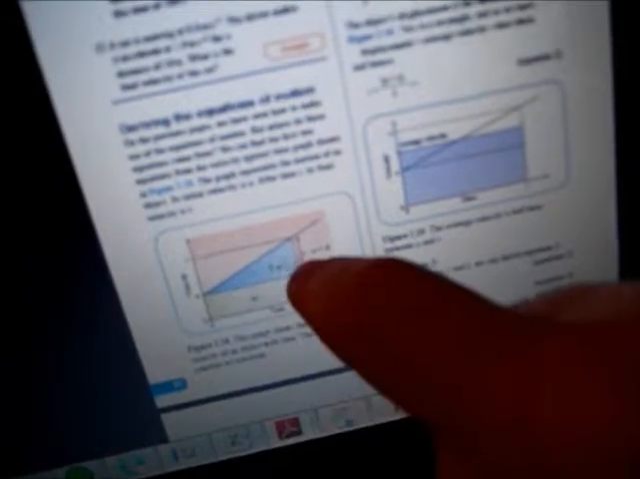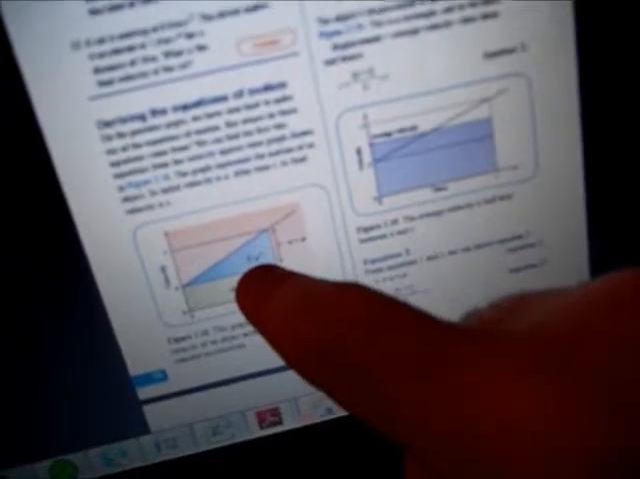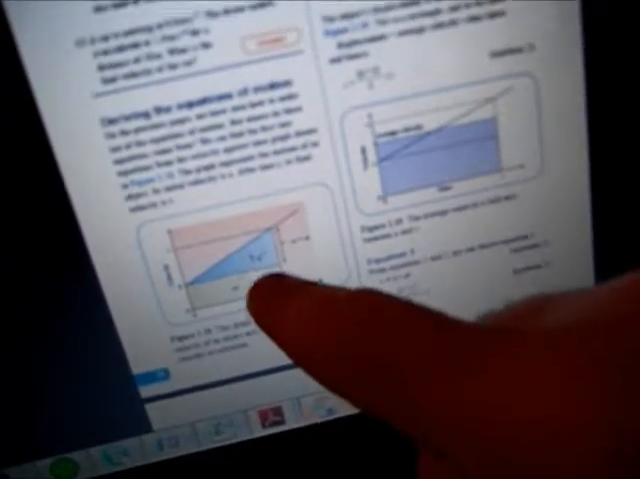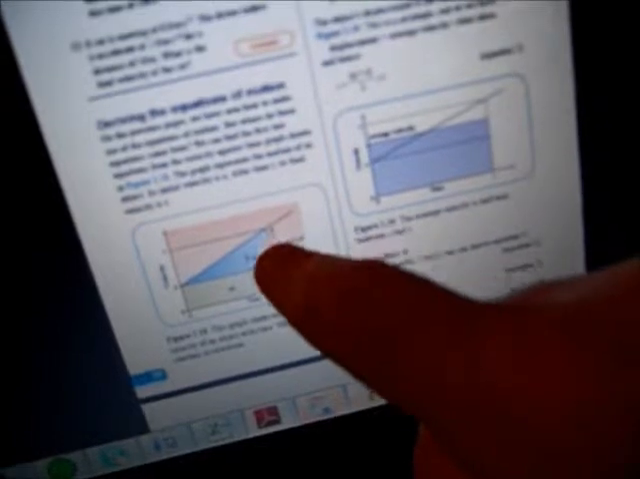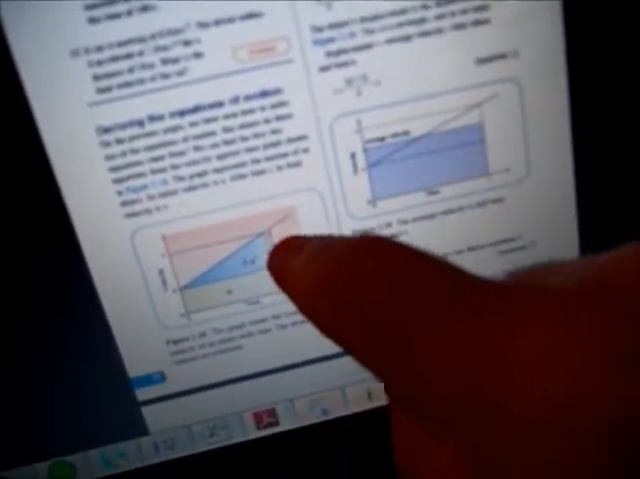This one is half base times height. And it says here the height is v minus u, and the time is t. So it's basically v minus u times t.